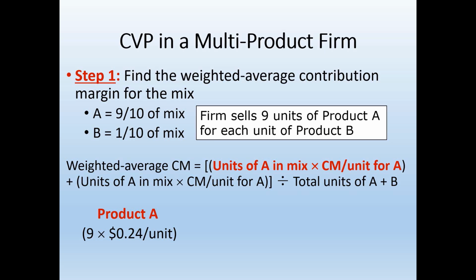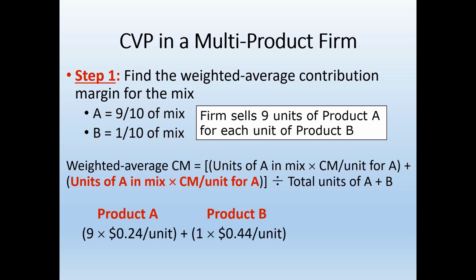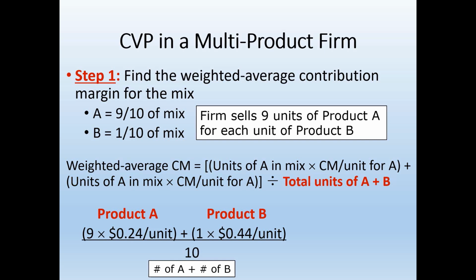So we multiply the 9 units that product A contributes times its contribution margin per unit of 24 cents. And we multiply the 1 unit that product B contributes times its contribution margin per unit of 44 cents. Add those together, and then divide by the total number of units in the mix. 9 units of A plus 1 unit of B gives us 10 units. The result is the weighted average contribution margin for the mix.